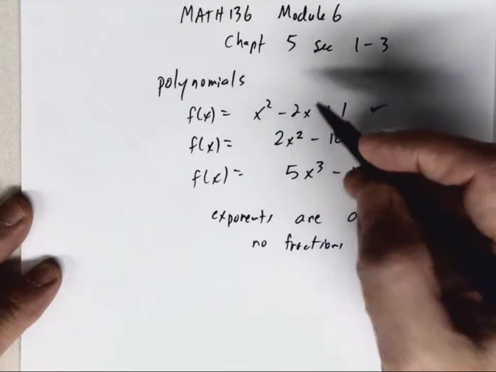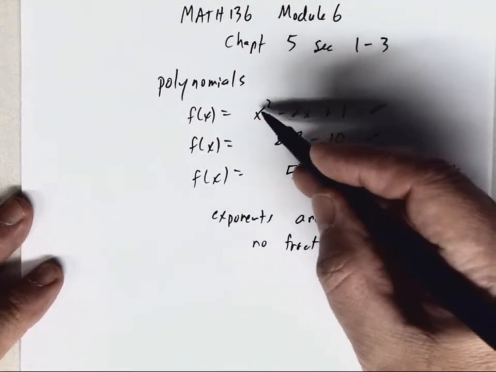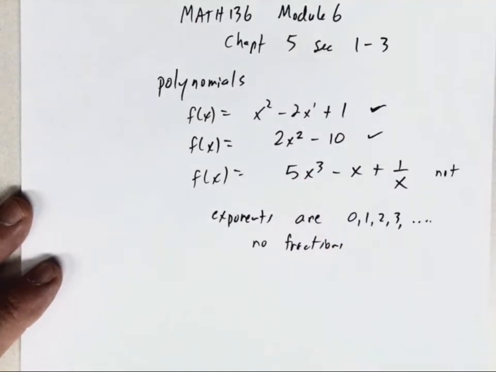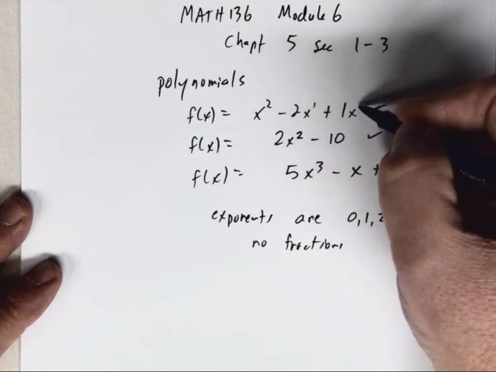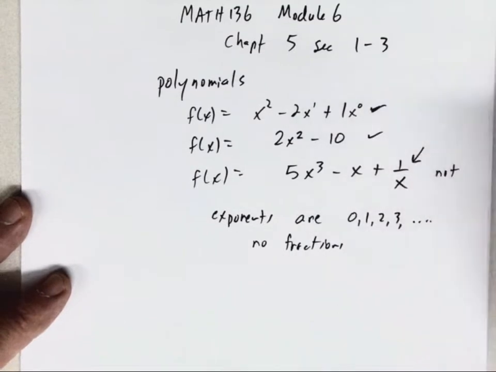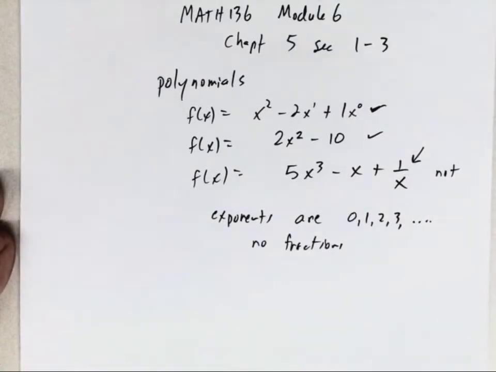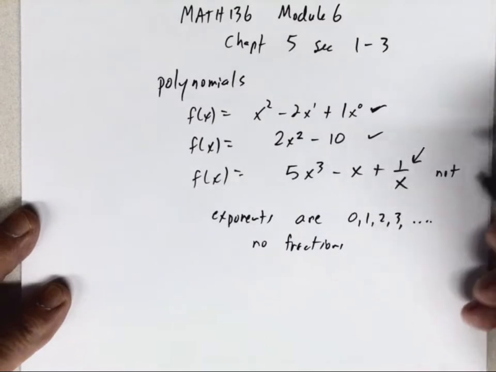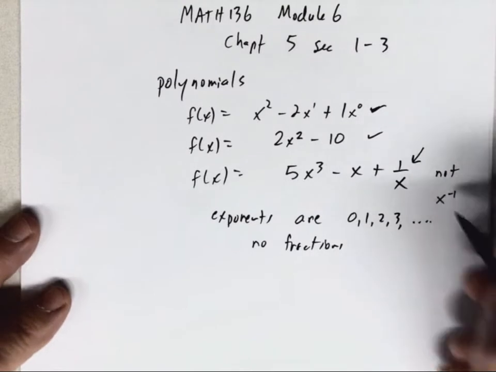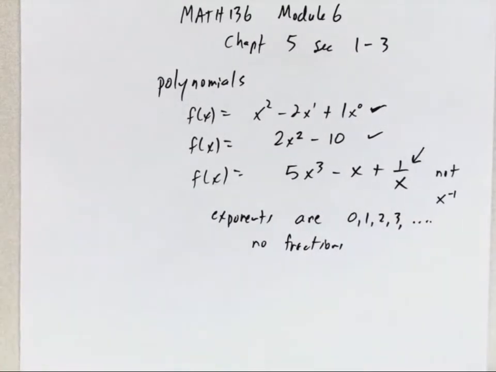So for instance, here the polynomial, the exponent's x squared, that's fine. 2x, there's really a 1 here. If you think about this, you could think of x to the 0, which of course is 1. Here, I'm okay. This is the problem. If I have to write this with an exponent, if you remember, this would be x to the minus 1. This is not allowed as one of the terms of a polynomial.